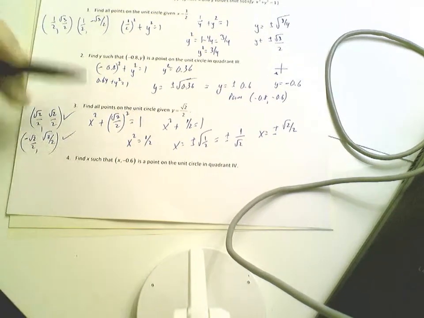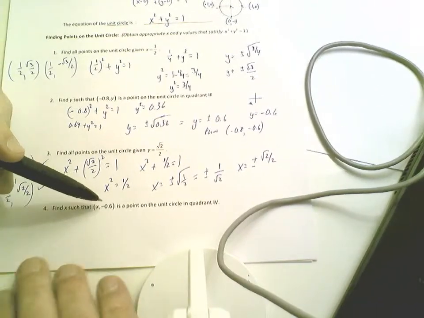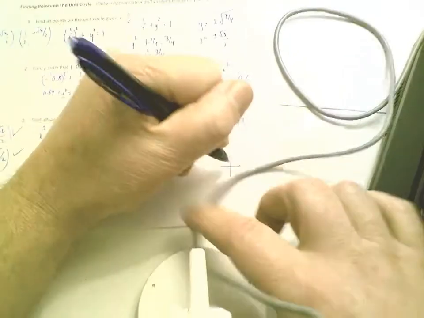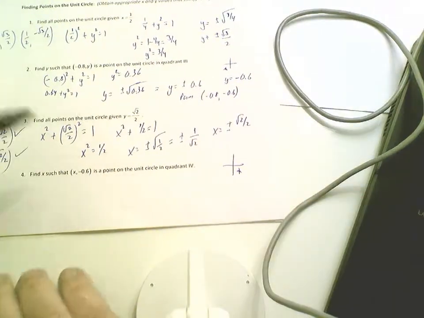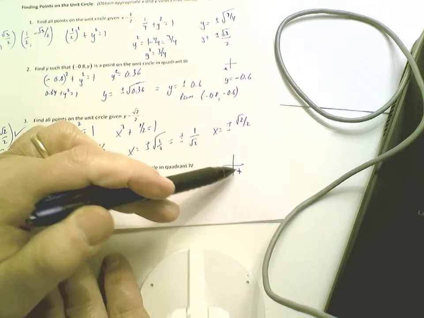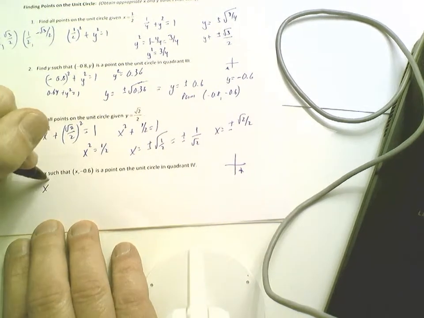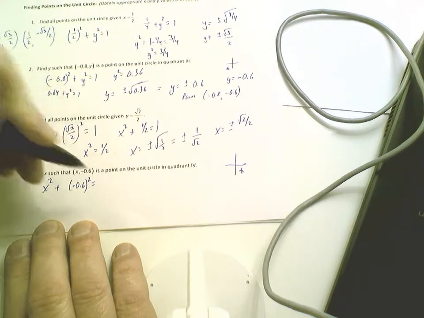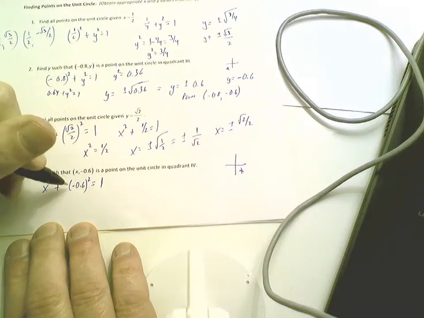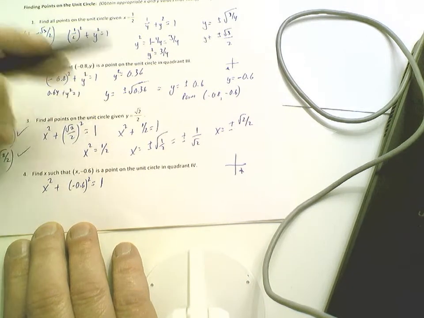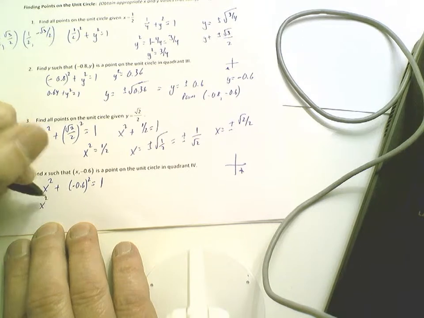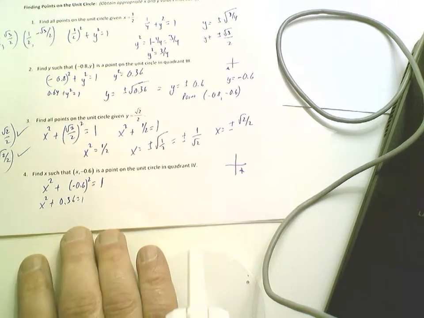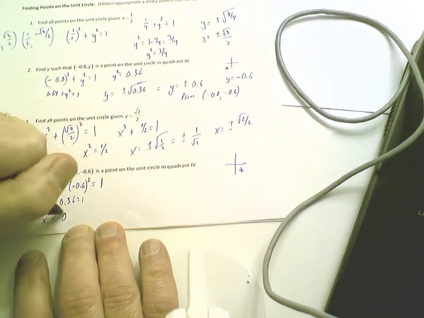Find x such that x, negative 0.6 is a point on the unit circle in quadrant 4. Quadrant 4, over here, it's telling me my x is going to have to be a positive value. I know that y is negative 0.6. What do I know? X squared plus negative 0.6 squared equals 1. Negative 0.6 times negative 0.6 is 0.36. X squared plus 0.36 equals 1. Subtract 0.36 from each side. X squared equals 0.64.